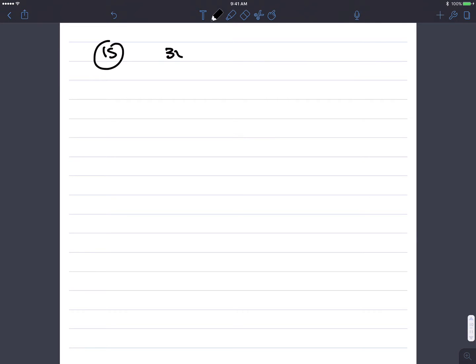Number 15. 3x plus 2y is negative 4. 2x plus 4y is negative 8. If we add the left sides together, notice you don't get elimination for a variable. 3x plus 2x is 5x. 2y plus 4y is actually 6y. So a variable was not eliminated. We're going to have to fix one of the equations. Let's multiply the first equation by negative 2.